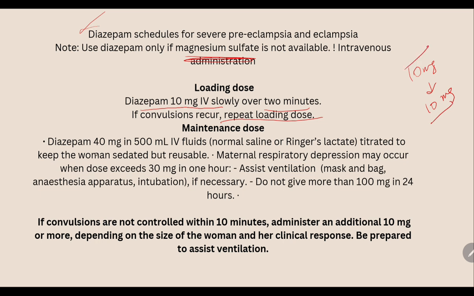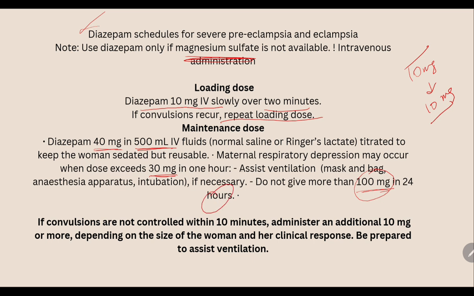Next is maintenance dose. How you add the maintenance dose is 40 milligram in 500 ml normal saline or ringer lactate. Titrate so the woman is sedated but rousable. Maternal respiratory depression may occur when the rate exceeds 30 milligram in 1 hour. Assist ventilation, that is bag and mask ventilation, or anesthesia apparatus or intubation, if necessary. Do not give more than 100 milligram in 24 hours.